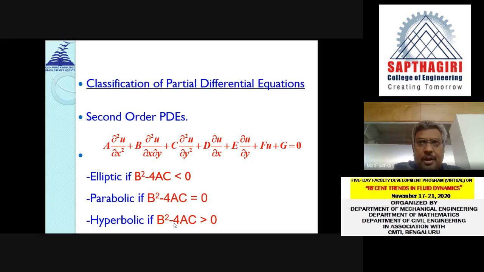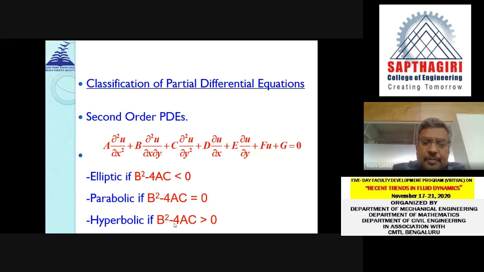Okay, and in hyperbolic, generally the kind of problems which involve wave phenomena can be classified into, or put into, the hyperbolic type of partial differential equation. So I said these coefficients can also be functions of the independent variables. Now, if the coefficients are only constants, then the PDE can behave like either elliptic or parabolic or hyperbolic.